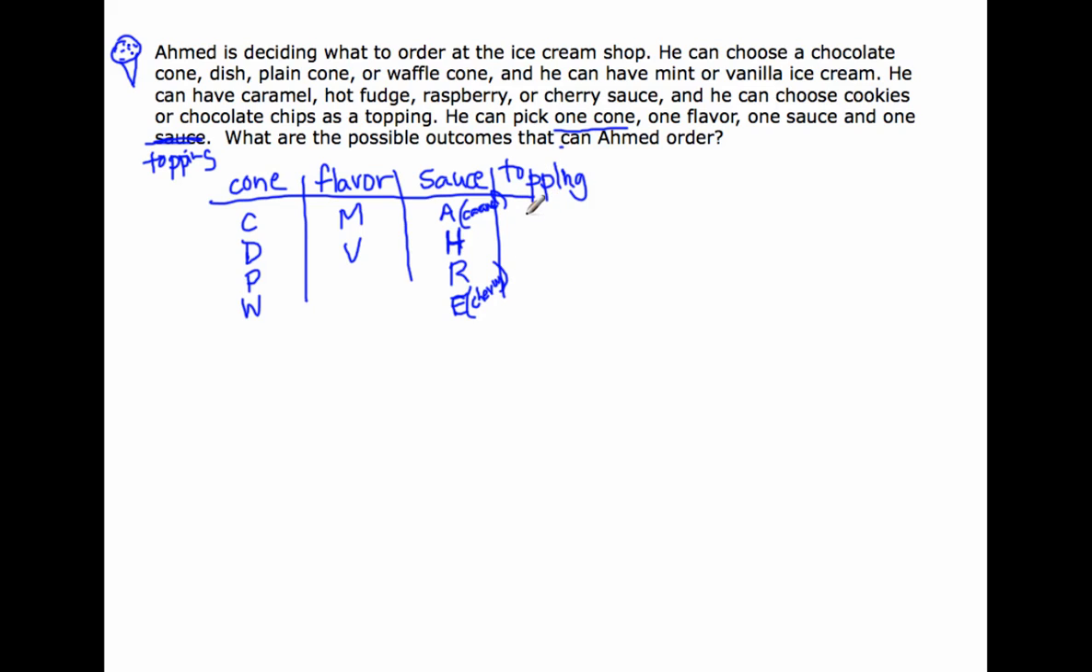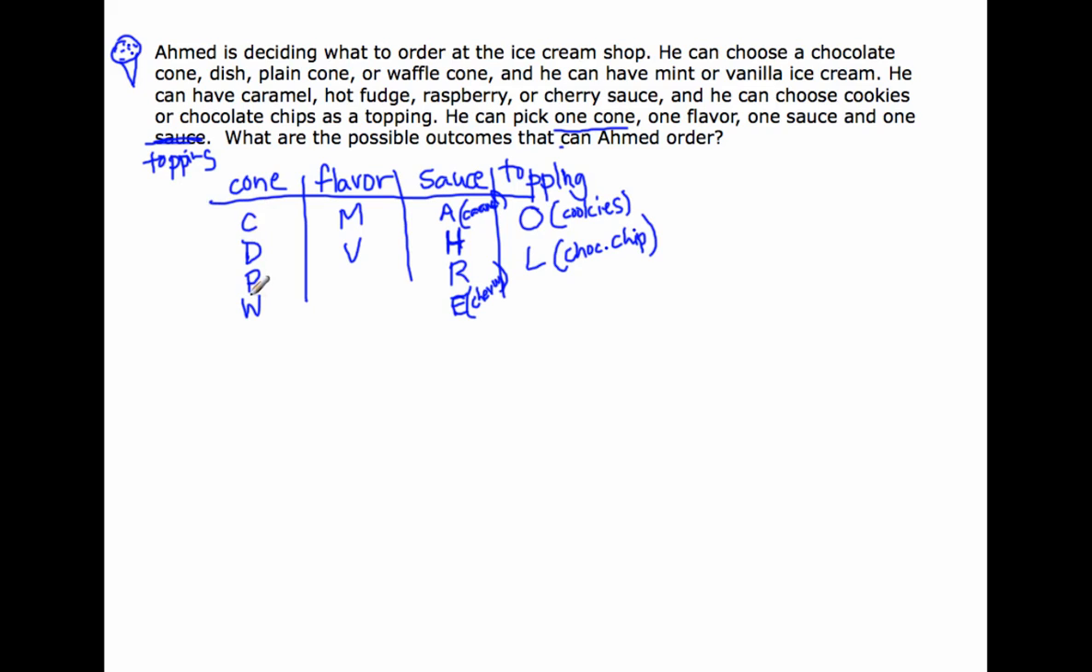And he can choose cookies or chocolate chips. I'll put an O for cookies. And I will put an L for chocolate chips. Don't ask me why I picked it, but I did. Chocolate chip. All right. The way we set this up is we go to our first event.